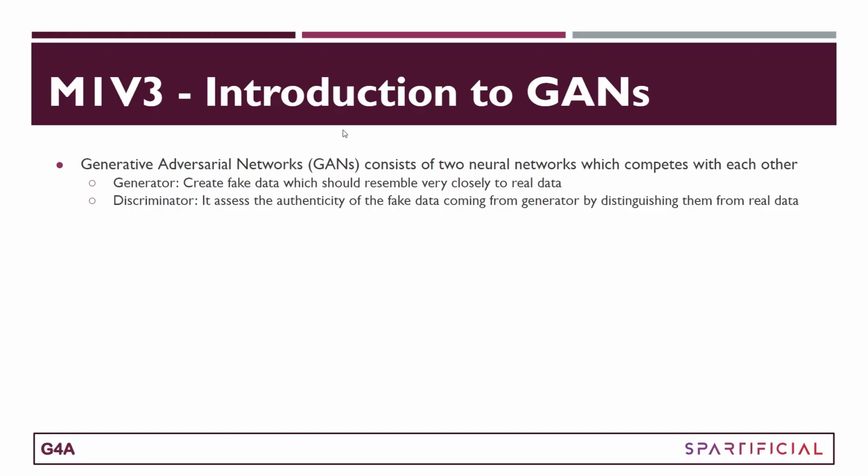Now, what are these two neural networks? They are the generator and the discriminator. These are the two neural networks which compete with each other to produce the output. Now let me explain both of them step by step. If I first talk about the generator, it is responsible for creating fake data which should look very similar to the real data.